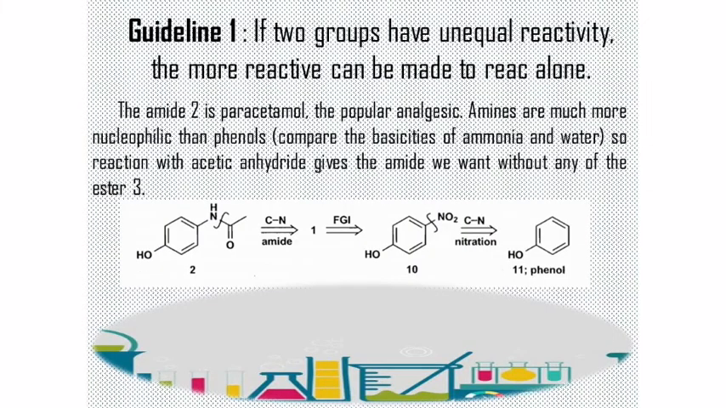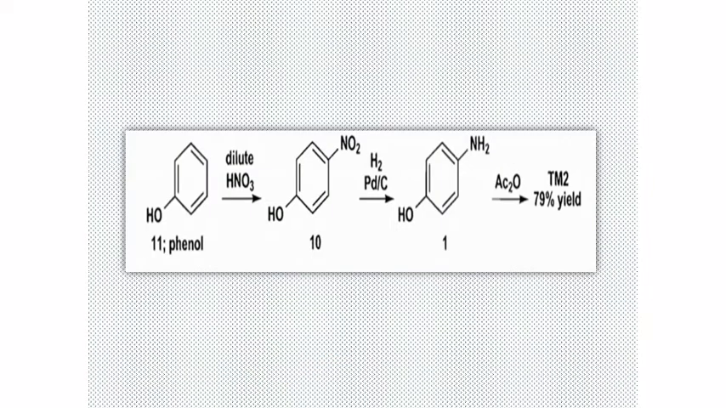Guideline 1. If two groups have unequal reactivity, the more reactive can be made to react alone. Compare the basicities of ammonia and water, so reaction with acetic anhydride gives the amide we want without any of the ester. 3. The synthesis is straightforward. Nitration of phenol needs only dilute nitric acid and the reduction is best carried out catalytically.